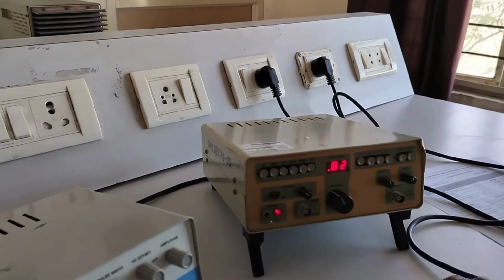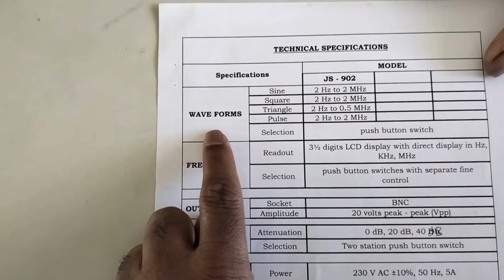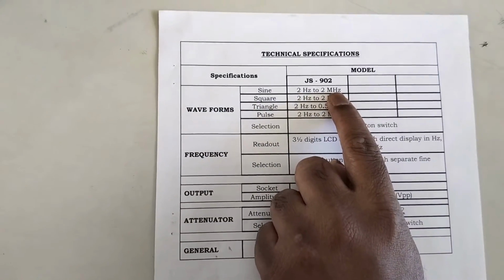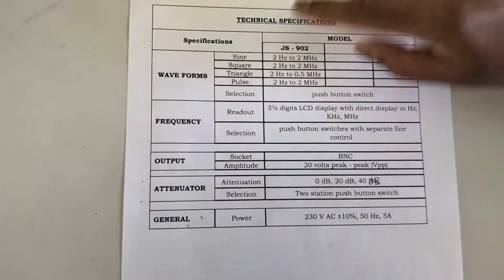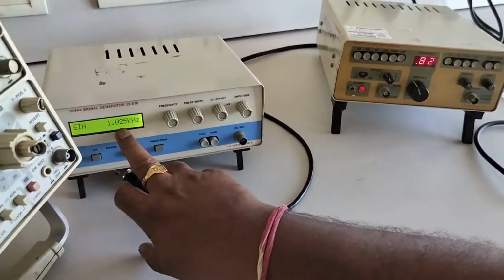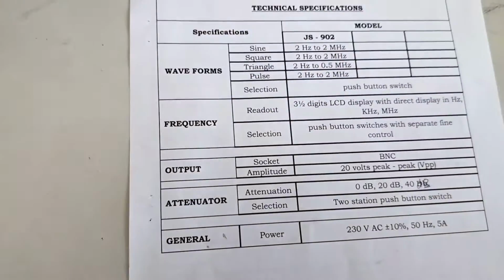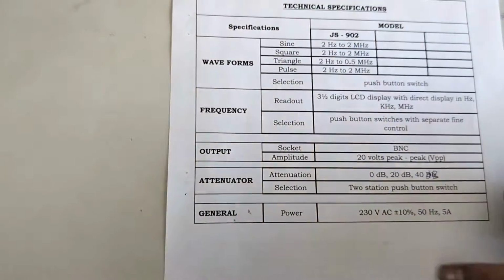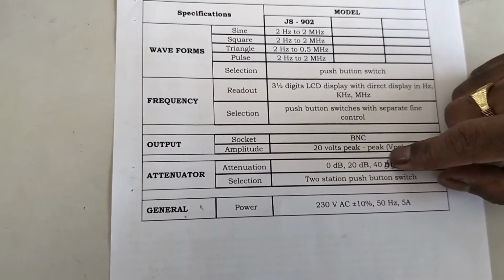So first I will go one by one. This is the technical specification. You just go through this technical specification. In this, the first block is waveforms: sine, square, triangle and pulse. Frequency is 2 hertz to 2 mega. The selection is by push button, and the frequency readout is by LED display, or in this case it is an LCD display. The maximum voltage we are getting out of this function generator is 20 volts peak to peak. Attenuation levels are 20 dB and 40 dB. I will tell you the use of that attenuation later.